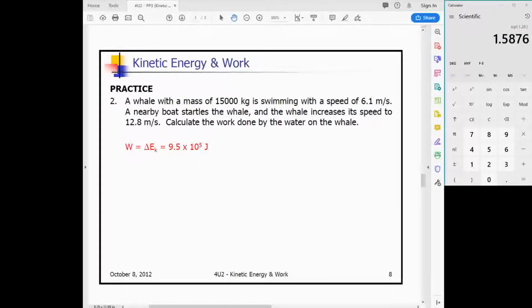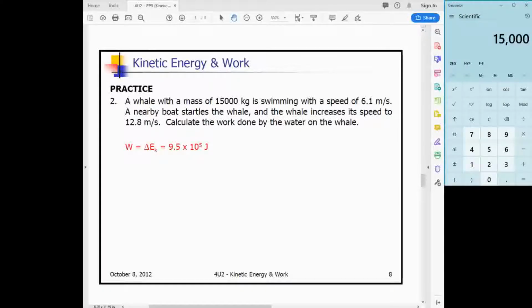So here's a situation. We have a whale. It has a mass of 15,000 kilograms, and it's swimming with a speed of 6.1 meters per second. And then it hears a sound that startles it from a boat, and it increases its speed to 12.8 meters per second.